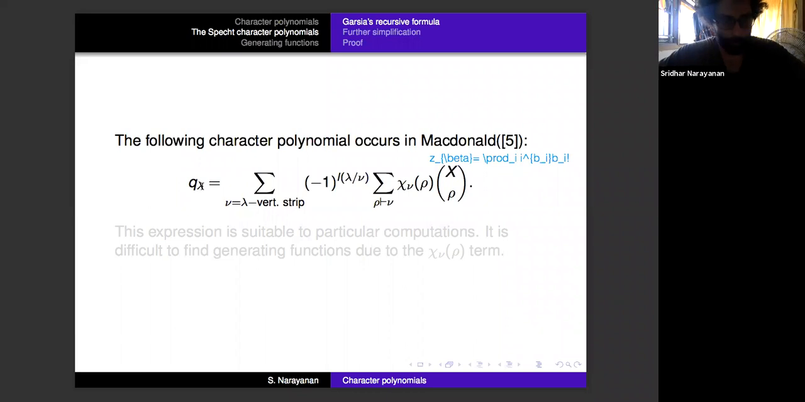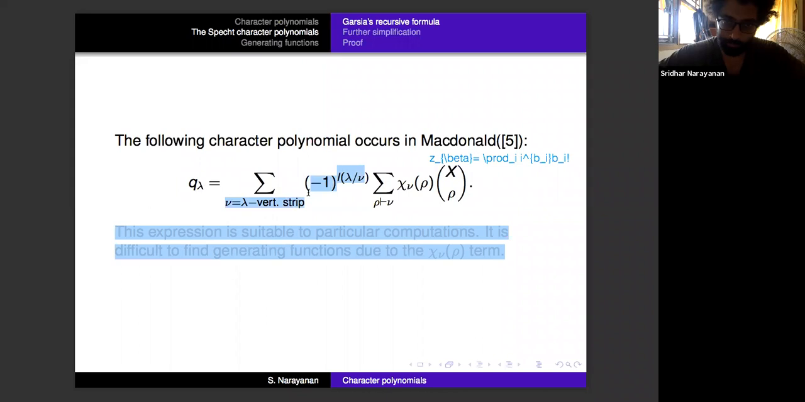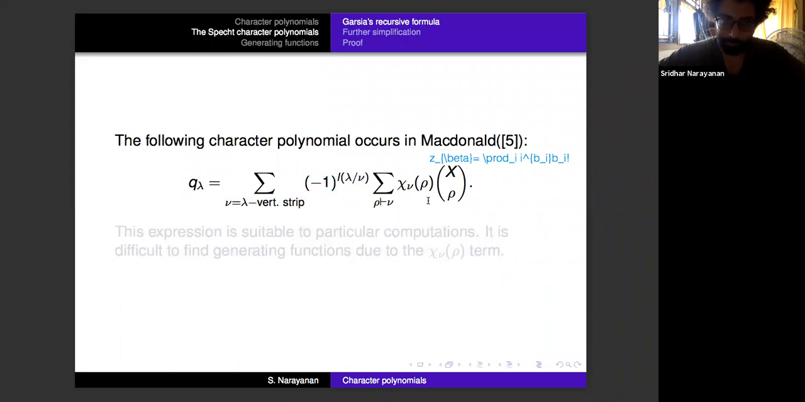The character polynomial associated to this family is: you first remove a vertical strip from lambda, and the length of that vertical strip gives you the sign on the rest of the term. Then you take the character of nu, which is lambda minus the vertical strip, evaluated at some partition rho, times x choose rho.